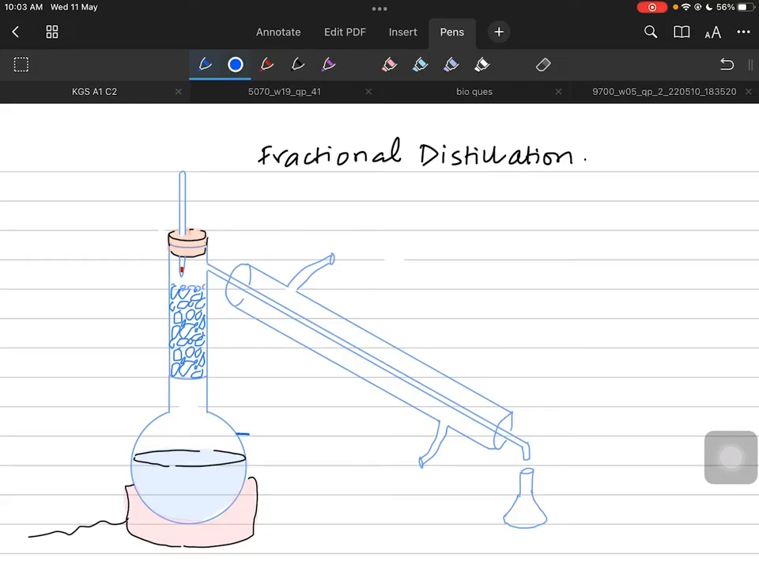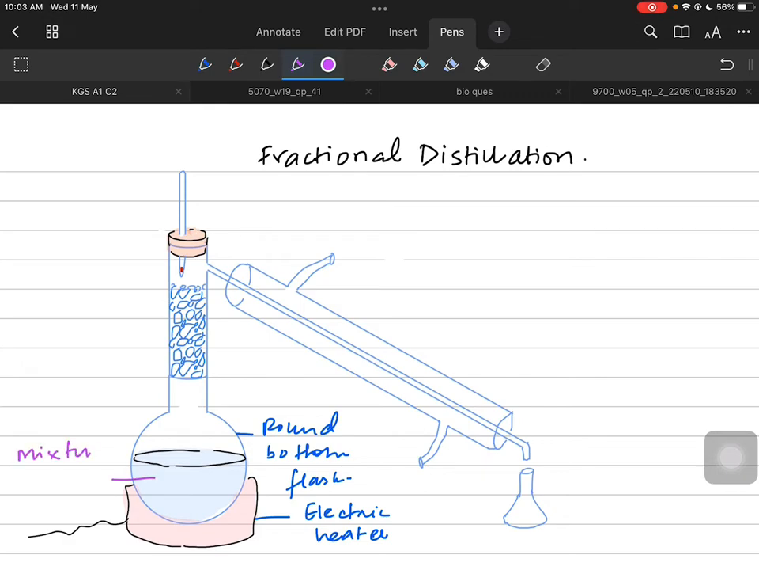But on the round bottom flask, there's something we want to talk about. And that is called a fractionating column. So the electrical heater is giving the heat. The round bottom flask contains the solution. This time the solution belongs to two liquid solutions. In my case, I have taken water and ethanol. Water has a boiling point of 100 degrees Celsius and ethanol has a boiling point of 78 degrees Celsius.